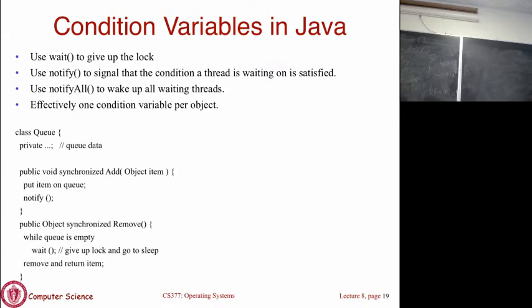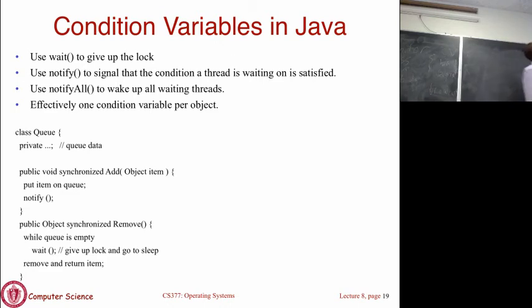So does anyone see why that means we actually need this while loop? If we didn't, we called notify, but we didn't actually give the lock to this thread. So what might happen before this thread actually gets control of the lock again? What could happen? The queue is not empty.